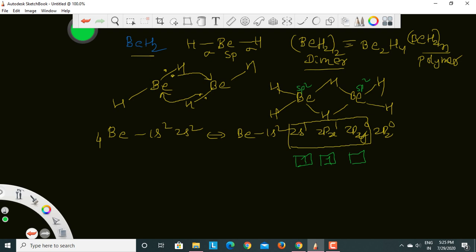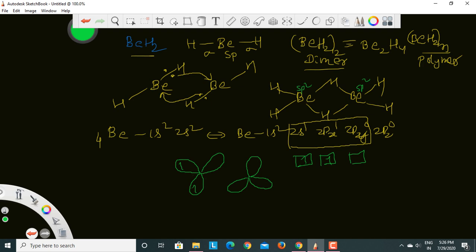Okay. So if beryllium is making sp2 hybridization, let us draw the shape of sp2 hybridization. So sp2 will be what geometry? It is trigonal planar geometry. So we'll make trigonal planar geometry like this. So this is beryllium, but we have only two electrons.